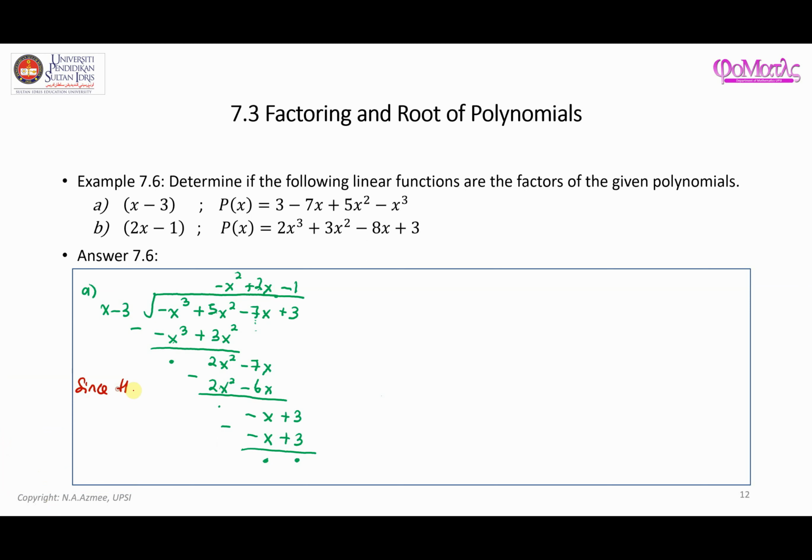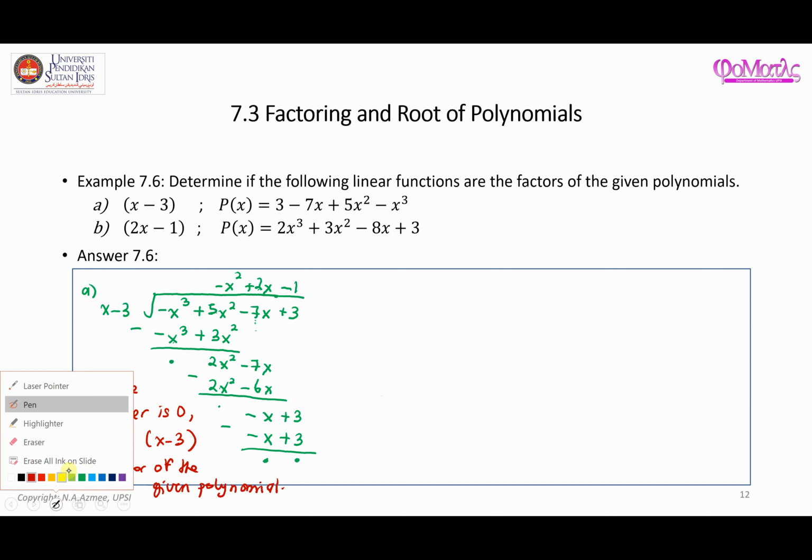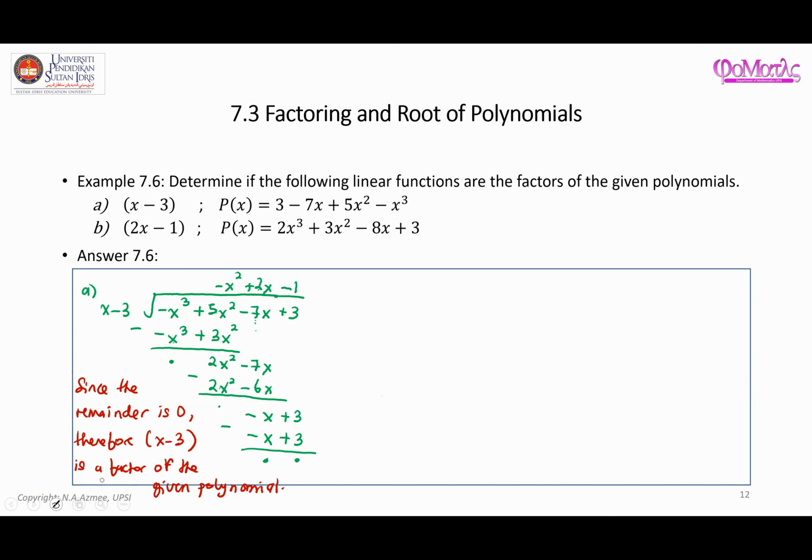Since the remainder is 0, therefore x minus 3 is a factor of the given polynomial. Yeah, so this could be the solution to question A. Next, let's look at question B.